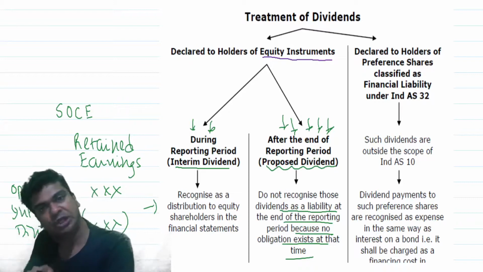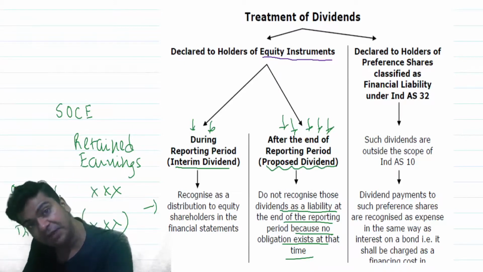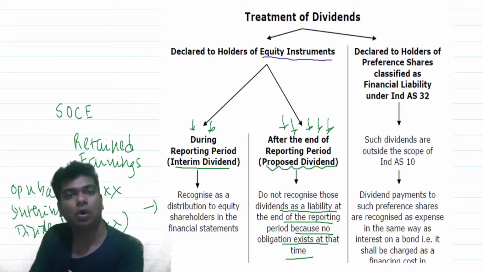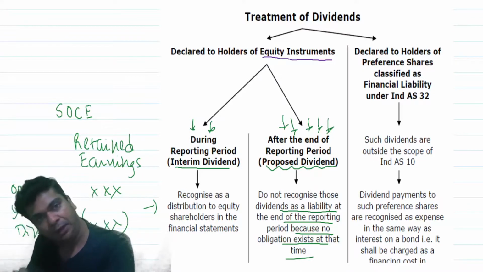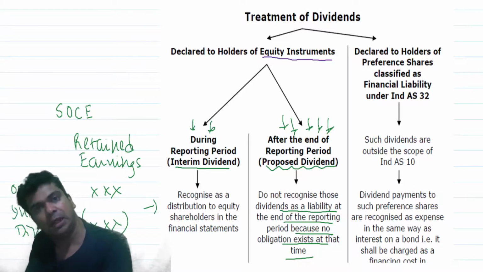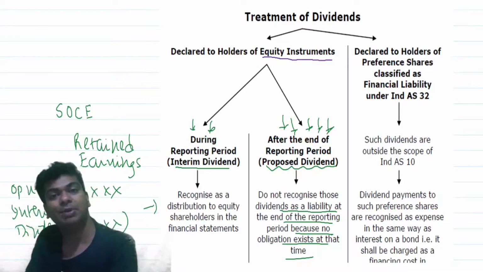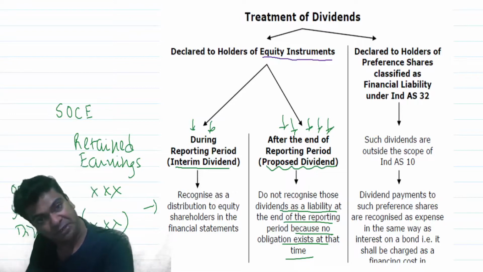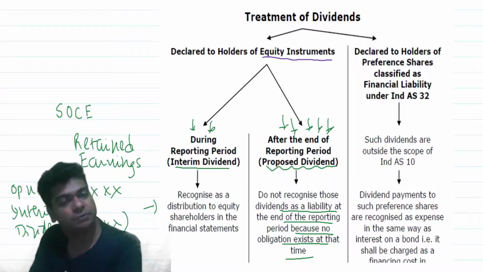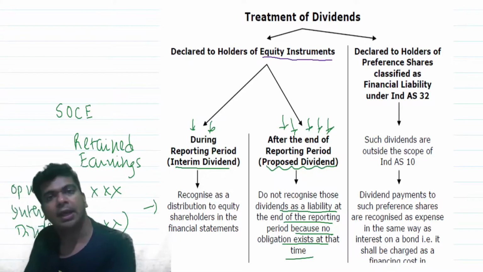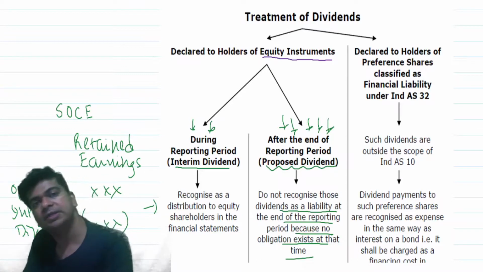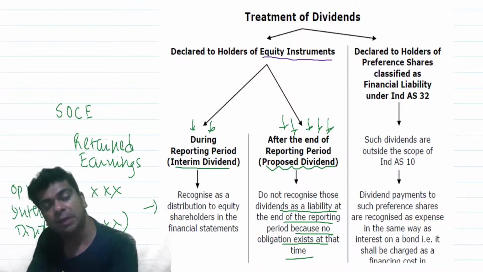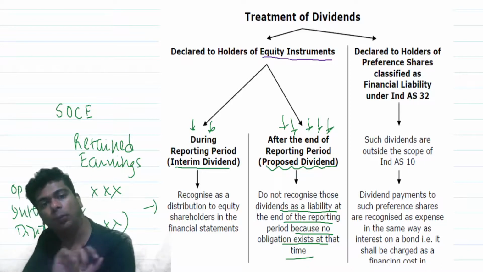If you say preference share is a financial liability, then preference dividend is a financing cost. Just as you will debit interest on a bond or interest on a debenture to your profit and loss account, similarly preference dividend will also be debited to the P&L. This preference dividend shall be charged as an expense in the statement of profit and loss. Again, this treatment is not as per Ind AS 10, because it is outside the scope of Ind AS 10. This treatment is as per Ind AS 32.